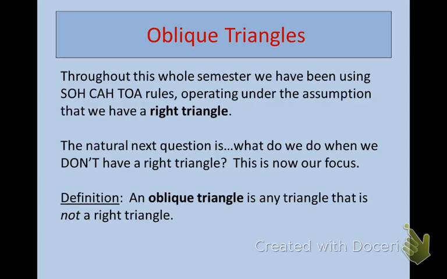All right, so as I was saying, why do we care about an oblique triangle? It's because so far you guys have been using SOHCAHTOA, but what is the only case where you're allowed to use SOHCAHTOA? In right triangles. So we need to be able to extend this. The natural next question is, what do we do when we don't have a right triangle? Can I still find all of the missing pieces? And the answer is yes.